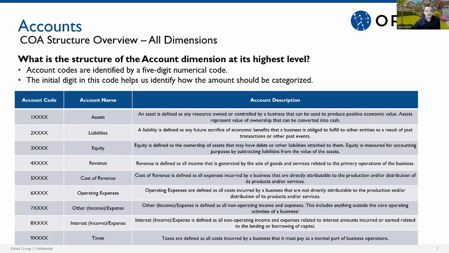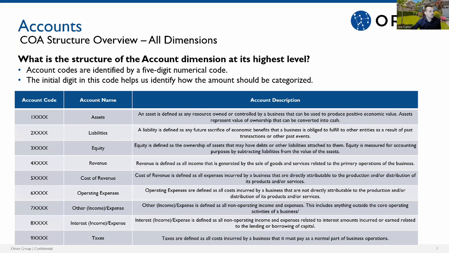Here is the COA playbook. The structure of the account dimension is at the highest level a 5-digit numerical code, generally beginning with numbers between 1 and 9. 1 followed by any succession of numbers are all of your assets. These are defined by any resource owned or controlled by a business that can be used to produce positive economic value. The next one, which begins with the number 2, are liabilities, which are defined as any future sacrifice of economic benefit the business is obligated to fulfill to other entities.